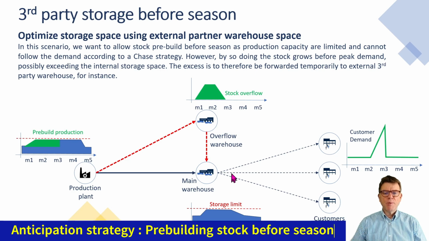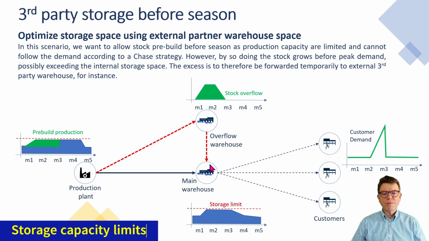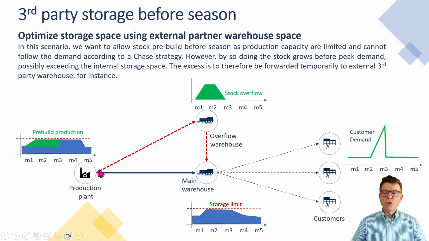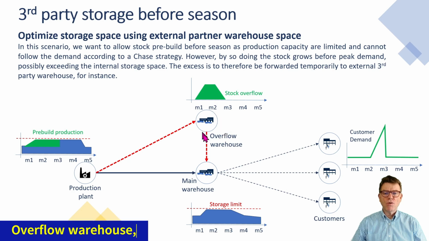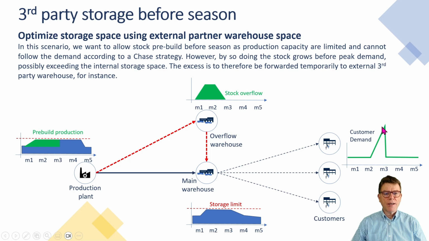Okay. As per normal, we deliver the customers from the main warehouse, which is delivered itself from the plant. But during the pre-build period, there is not enough storage space on the main warehouse. Therefore, we wish to push out the goods, the extra goods, on this overflow warehouse. And then later, when the demand rises, like here, then the goods are forwarded back to the main warehouse in order to be delivered to the customer.